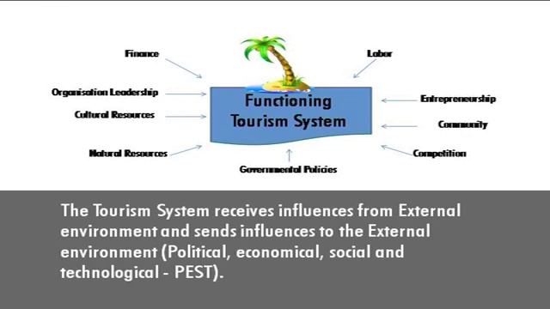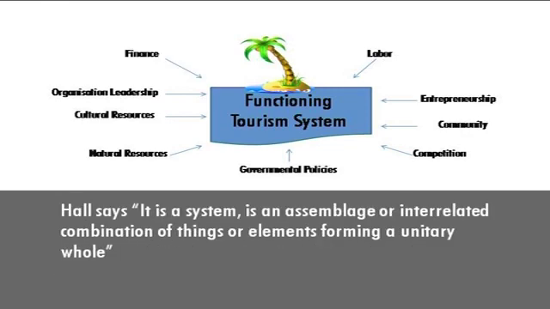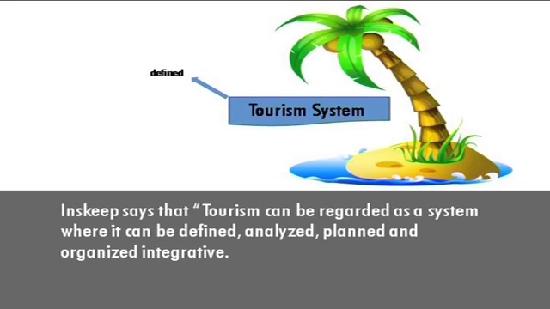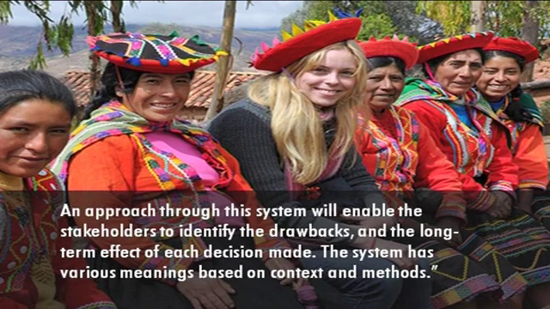Definitions. Now, let us examine a few definitions. Hall says, tourism is a system, an assemblage or interrelated combination of things or elements forming a unitary whole. Inskeep says that tourism can be regarded as a system where it can be defined, analyzed, planned and organized in an integrative way. An approach through this system will enable stakeholders to identify drawbacks and the long-term effect of each decision made.